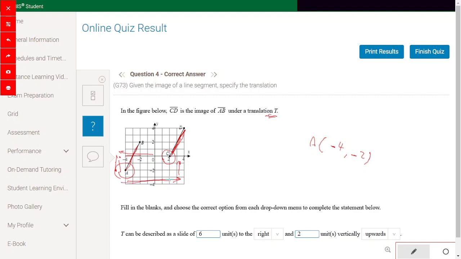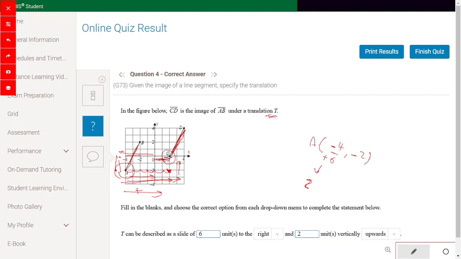To move to the right means I'm moving horizontally. That means the x coordinate will be moved 1, 2, 3, 4, 5, 6. So the translation is 6 units. And because I'm moving to the right, it is positive. So here I will say minus 4 plus 6. So the new value of x will be 2. This is 0, and this is 2. Okay, now this is the point.